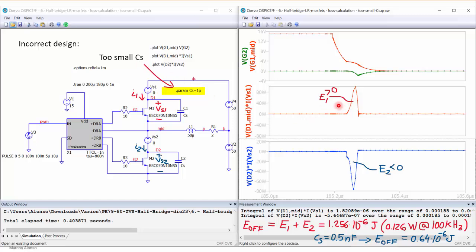So this is the energy E sub 1 of this part of the circuit, and this is E sub 2 corresponding to this part of the circuit. So we can see that this energy is positive. So this is energy that is coming into the structure of the transistor. Not all of this energy is dissipated in the transistor because we have to remember that there is a capacitance in parallel with the channel, so there is some reactive energy also.